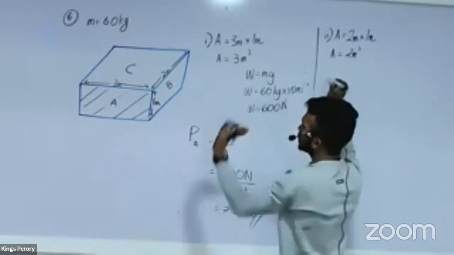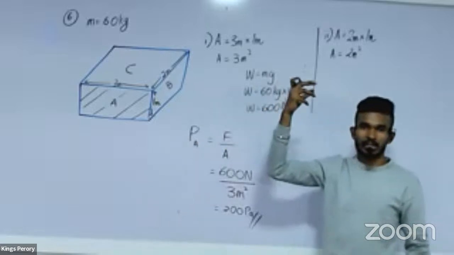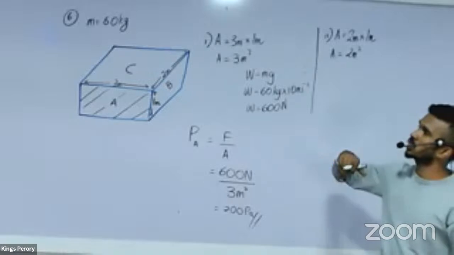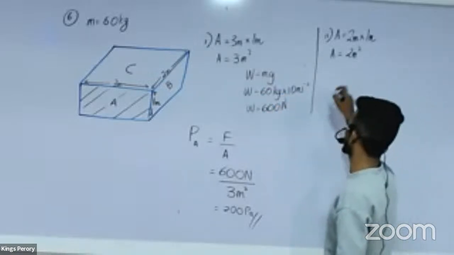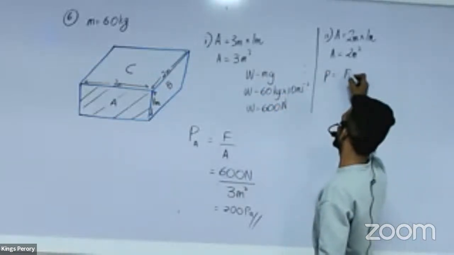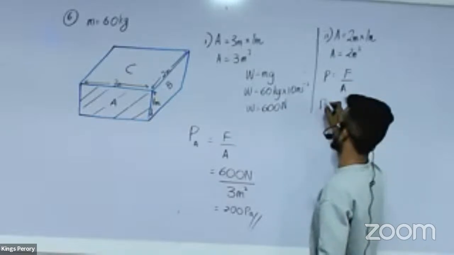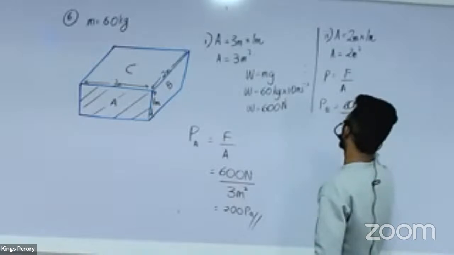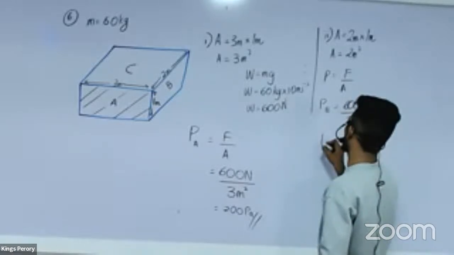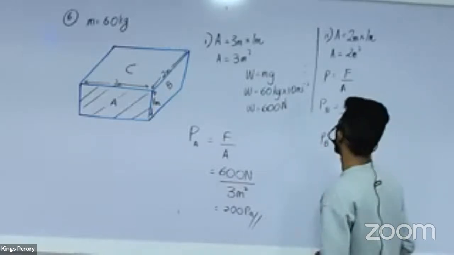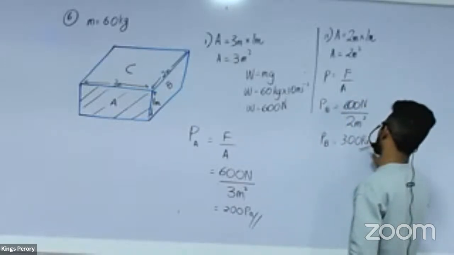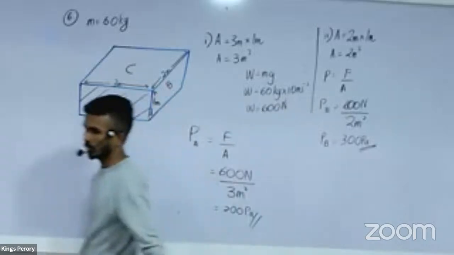We know the weight won't change. Even if you turn it whatever side you want, the mass won't change, so the weight won't change. Weight is always 600 Newton. Then pressure equals force divided by area. Pressure from B is force 600 Newton divided by area 2 meter squared. What's the pressure? 300 Pascal. Go to the last one also.